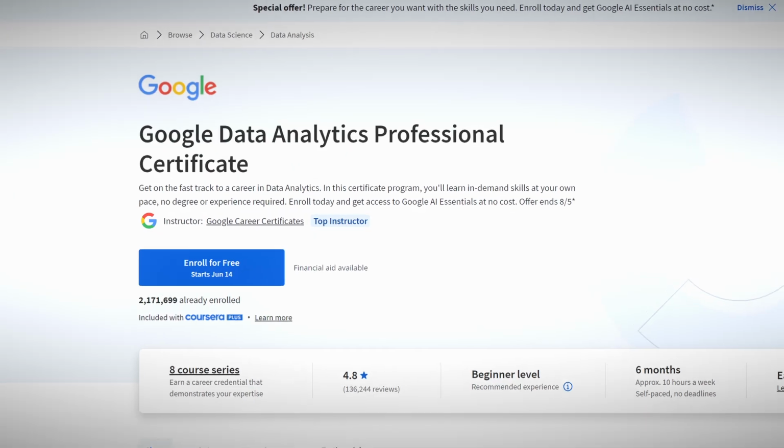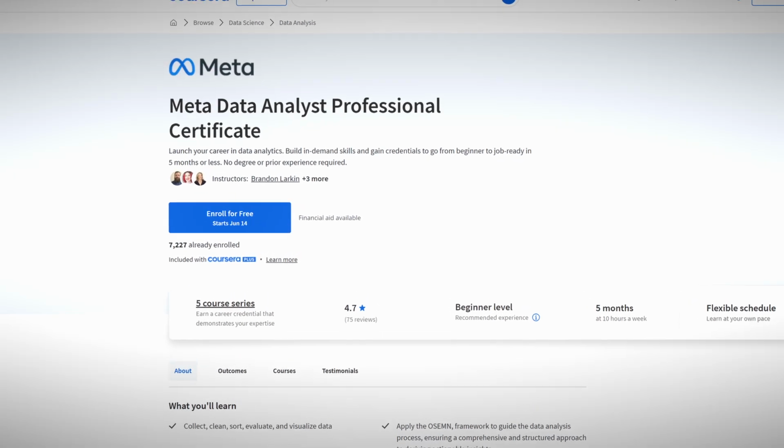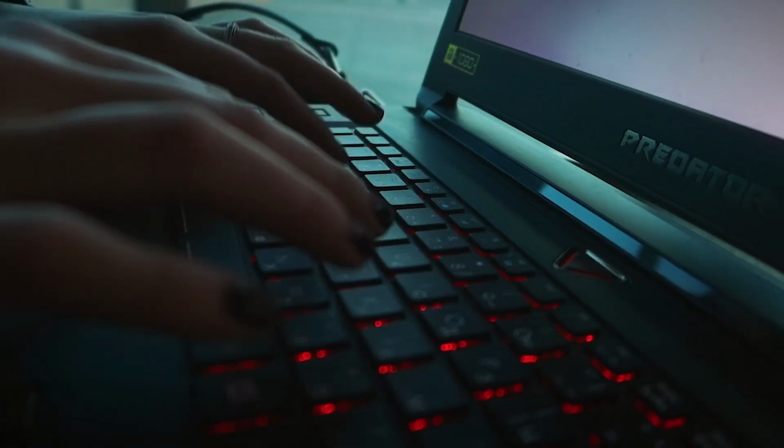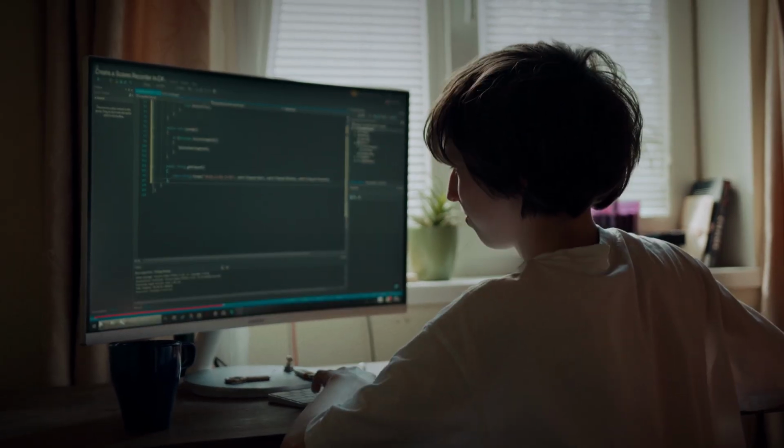Today we're comparing the Google and new Meta Data Analyst certificates. Until recently, Google was by far the most popular option. But now, with Meta's new program, this might be about to change. And we're already seeing a lot of people enroll in this course instead.